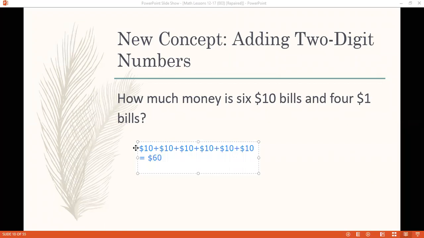Next, and 4 $1 bills. How much is 4 $1 bills? It's 4. Out of the two numbers, which one is our larger number? 60 or 4?